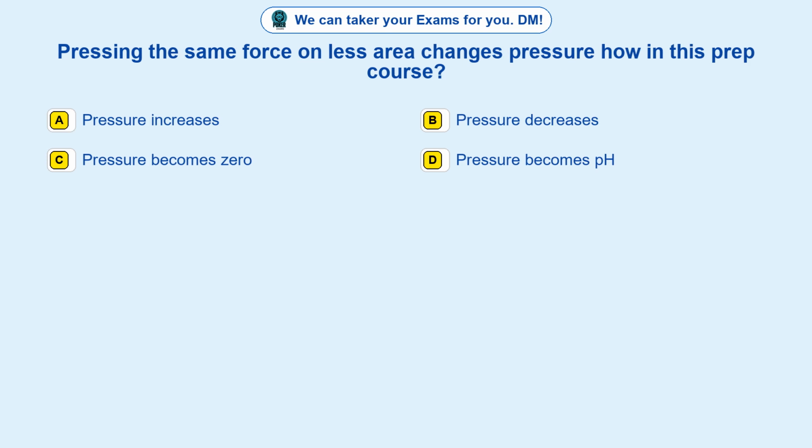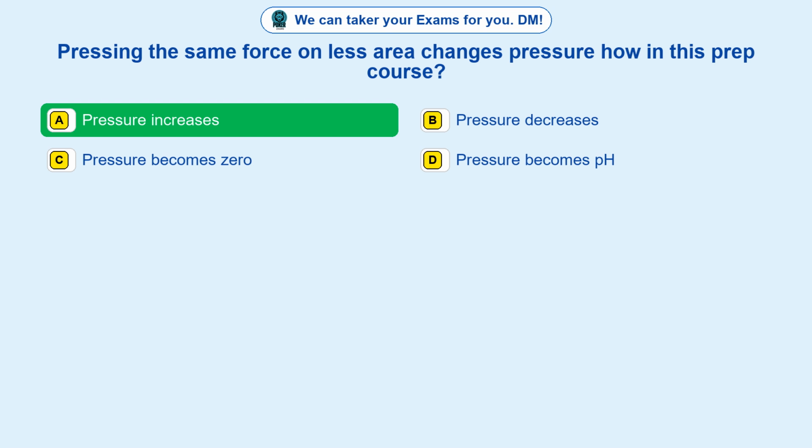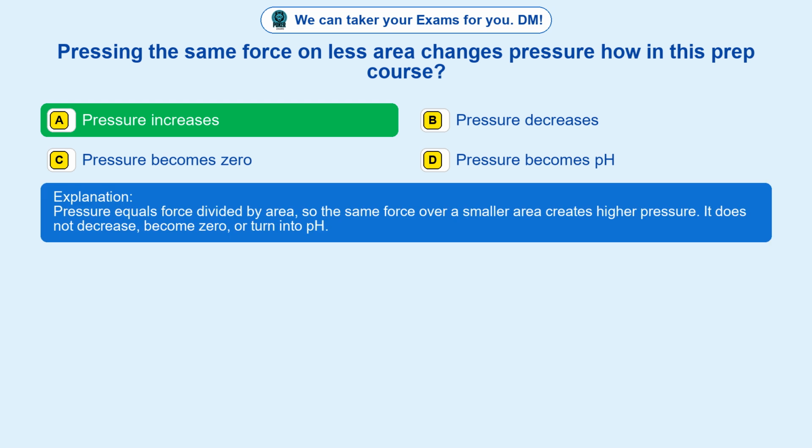Question 79. Pressing the same force on less area changes pressure how in this prep course? Option A, pressure increases. Option B, pressure decreases. Option C, pressure becomes zero. Option D, pressure becomes pH. The correct answer is option A. Pressure increases. Pressure equals force divided by area, so the same force over a smaller area creates higher pressure. It does not decrease, become zero, or turn into pH.